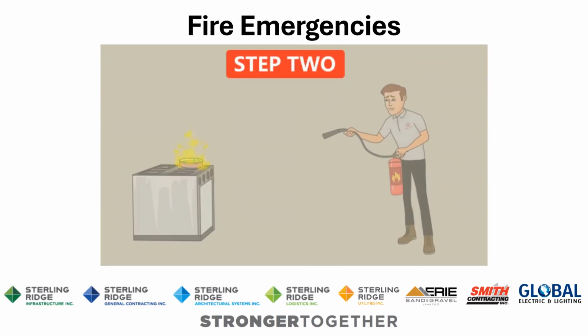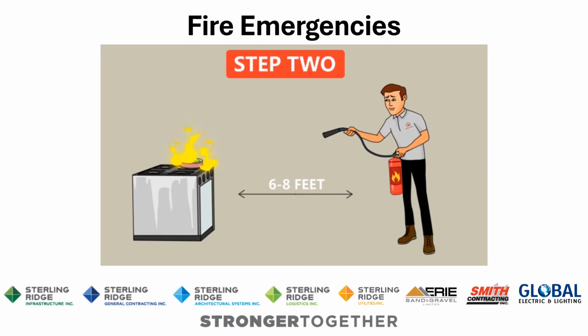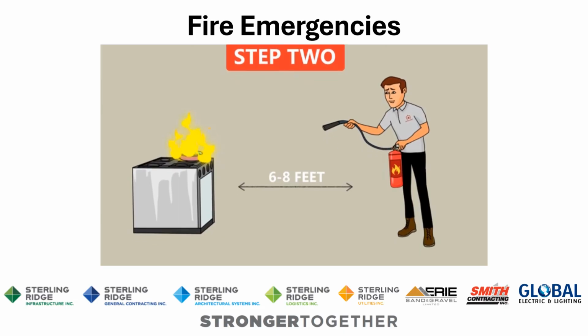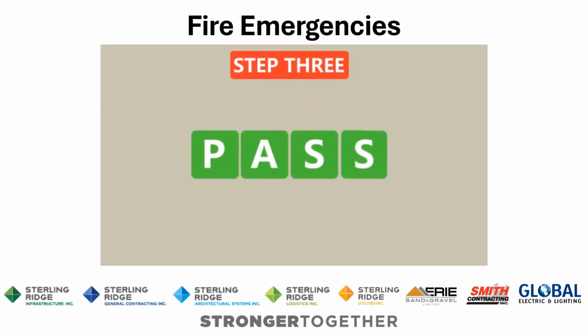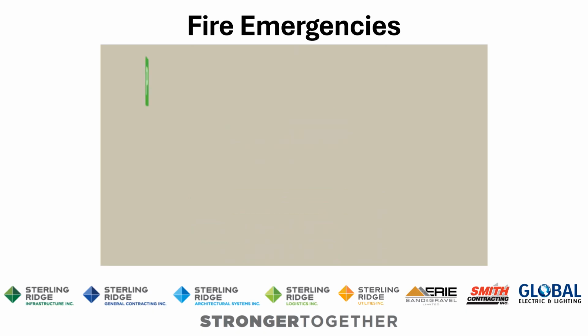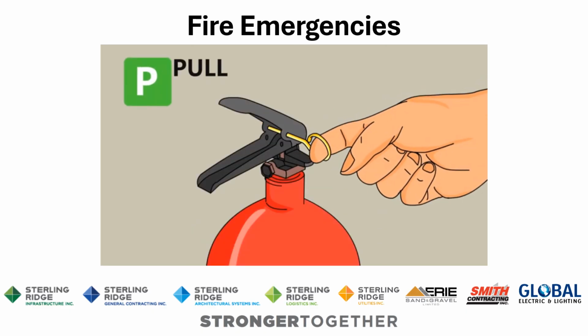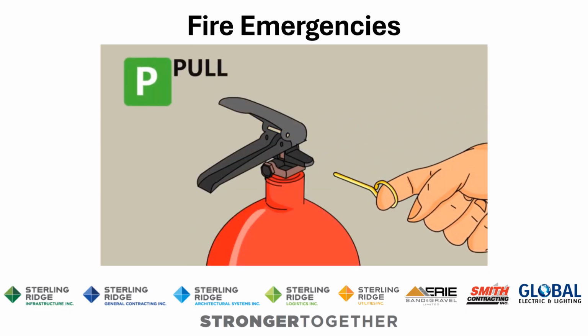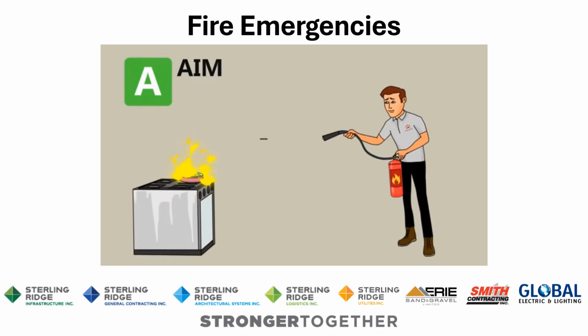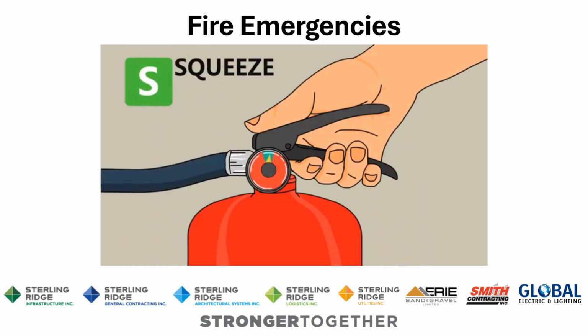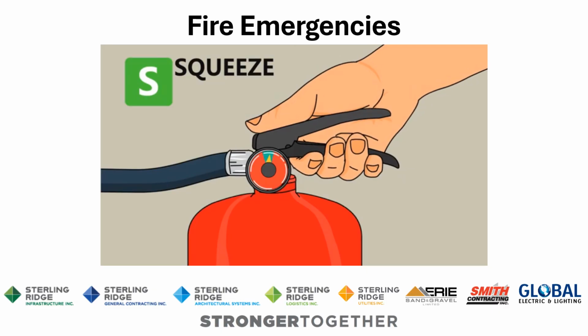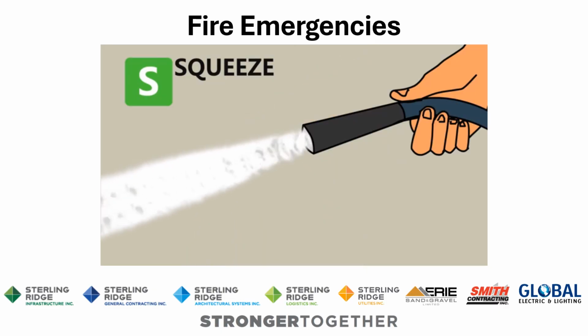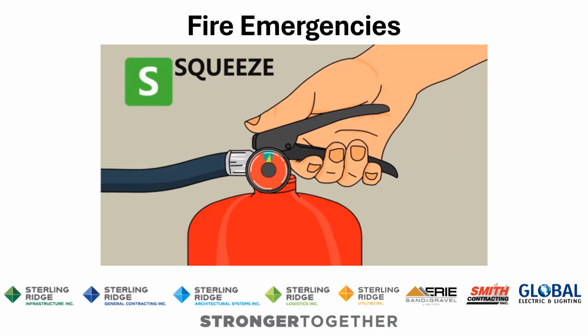Step 2. With the extinguisher in hand, step 6 to 8 feet away from the fire. Step 3. Use the PASS method to put out the fire. P. Pull the pin so that you're able to discharge the extinguisher. A. Aim the extinguisher nozzle at the base of the fire. S. Squeeze the lever to discharge the extinguishing agent. Releasing the lever will stop the discharge.